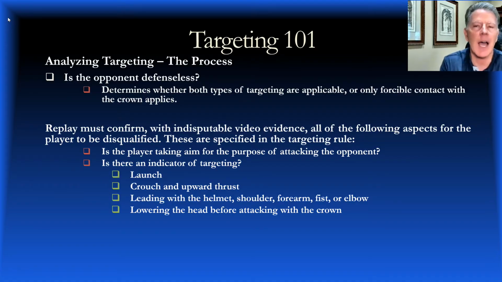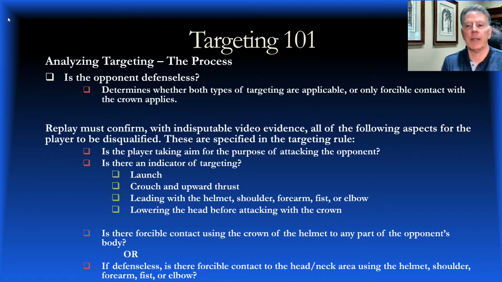If there is not one of these indicators, then the replay official says no, there is no targeting. If it's called on the field, it's reversed, or he doesn't create a foul. This must occur. Now we get to the third aspect. Is there forcible contact using the crown of the helmet to any part of the opponent's body?